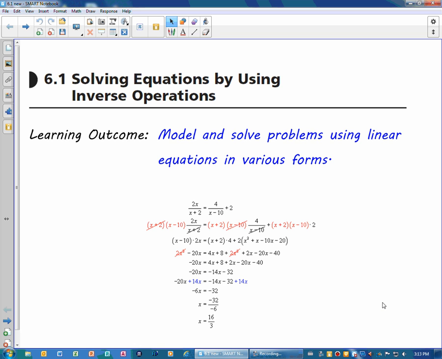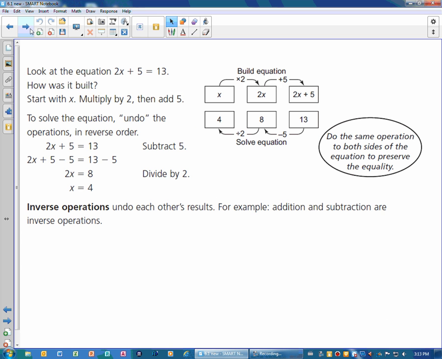I want you to think back to the algebra that you practiced in Math 8, and that's basically what we're going to do for this section. It's not stuff that you haven't seen before. First of all, it goes through in your booklet. They want you to think about undoing what happened, okay?